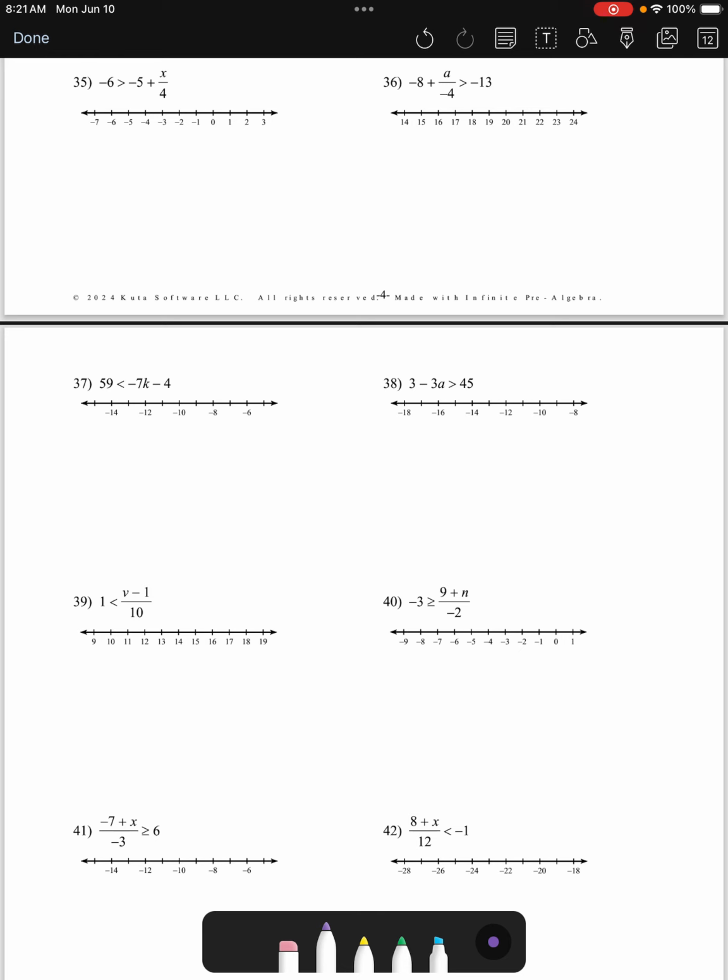As with equations, inequalities might take more than one step to solve. And we're going to move into that now. So let's just get right into it. Negative 6 is greater than negative 5 plus x over 4.